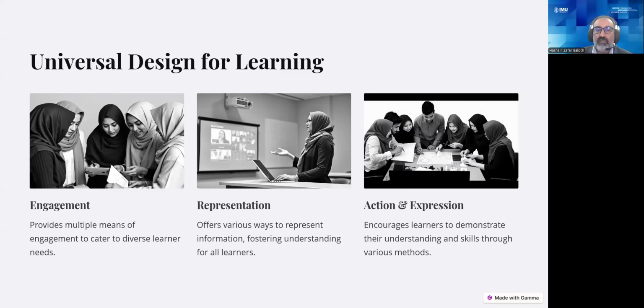Then comes representation. Offer various ways to represent information so that all learners are able to understand. Then comes action and expression. These are the key elements of the universal design for learning framework, where you encourage learners to demonstrate their understanding and skills through various methods. Don't just deliver and assume learning will take place. Don't just record a video and think things will transfer. No, you have to let your learner repeat, engage, and interact. The more they do demonstrations and collaborative activities, the more they will learn.